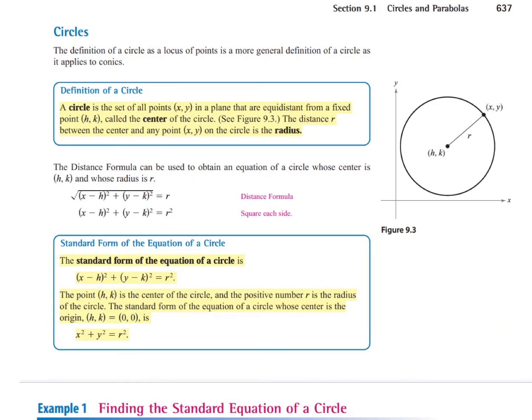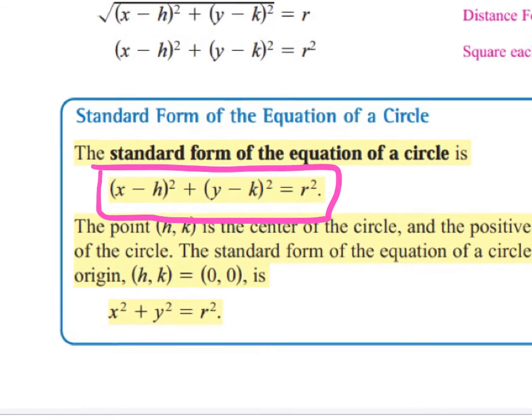So let's see. A circle is a set of all points (x, y) in a plane that are equidistant from a fixed point (h, k) called the center of the circle. So (h, k) is our center. Our circle formula is this thing down here where we have h and k.